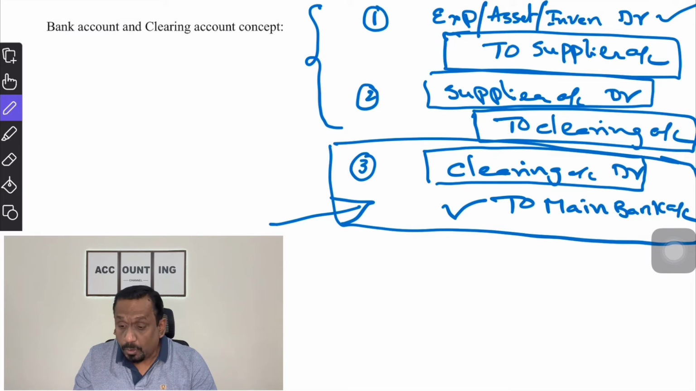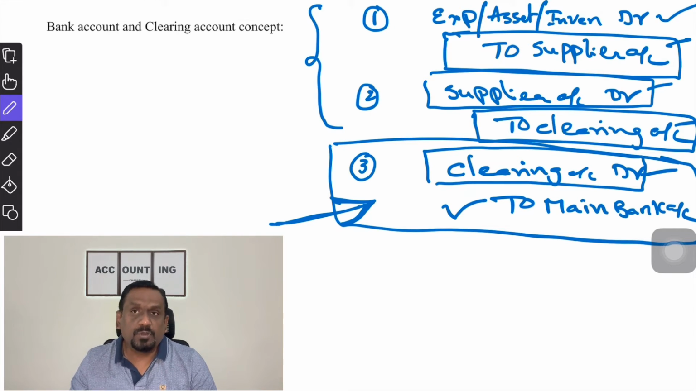Understood? So these are the entries. When the bank statement gets uploaded, this entry will get posted. As soon as this entry gets posted, what are you supposed to do? This clearing account you need to first clear, then the supplier account also you need to clear. Once this is done, your job is done.